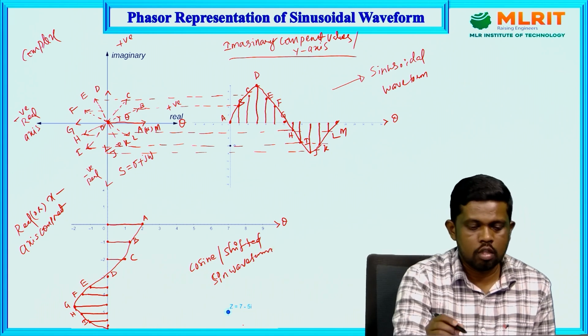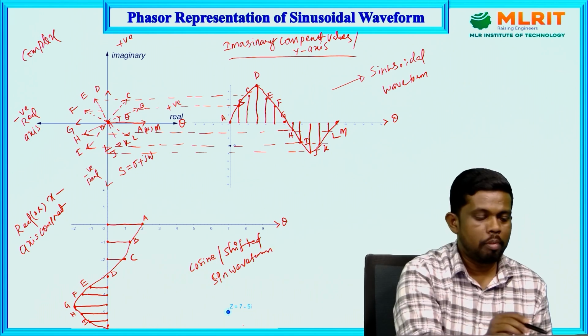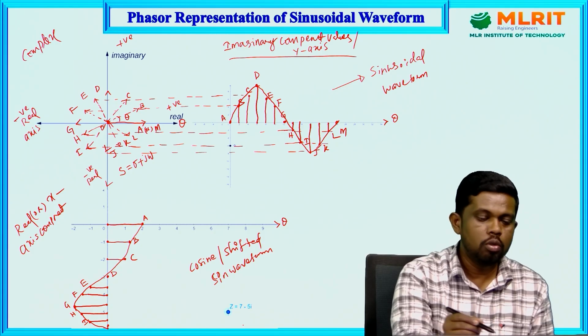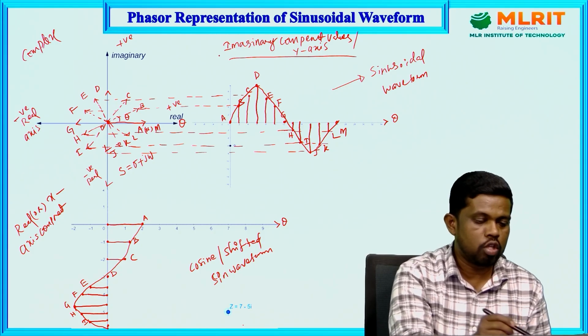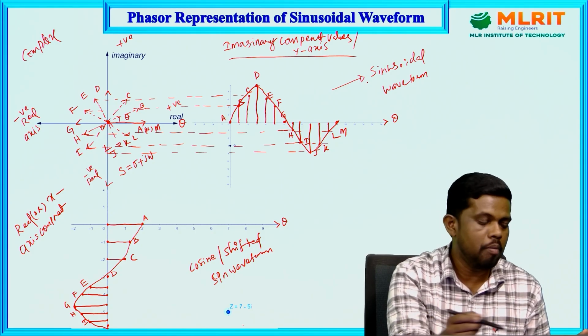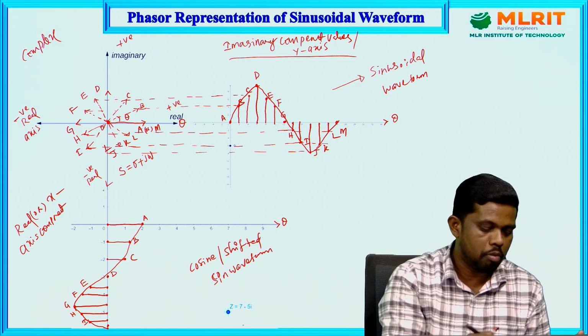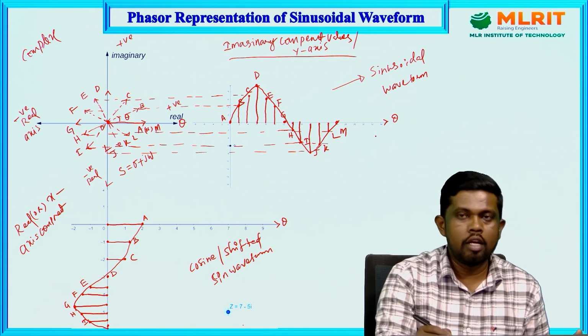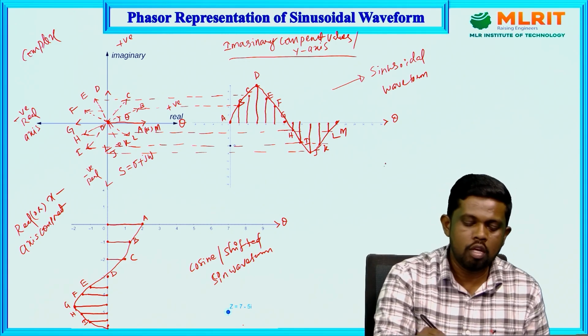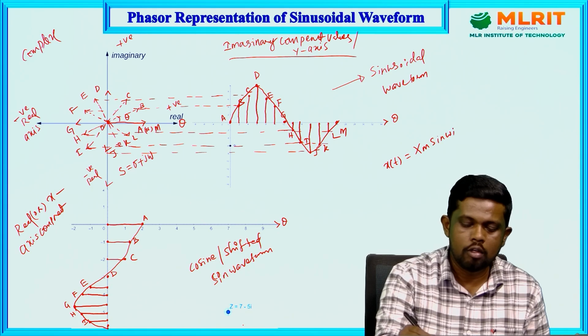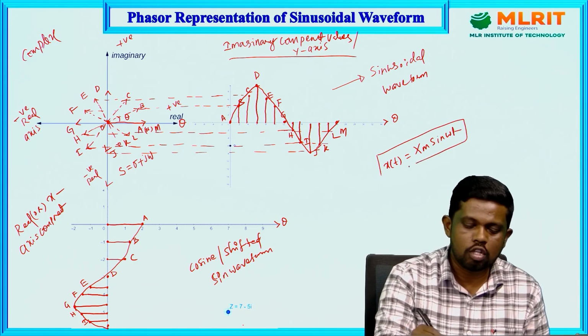So this is the sinusoidal and also the cosine wave. Based on this, we need to conclude that the y-axis projection should be the formation of the sinusoidal waveform, and the x-axis projection should be the formation of the cosine waveform. The standard and generalized form of the sinusoidal waveform, if it is considered as a signal x, then x of t equal to Xm sin omega t. So this is the sinusoidal waveform standard notation.